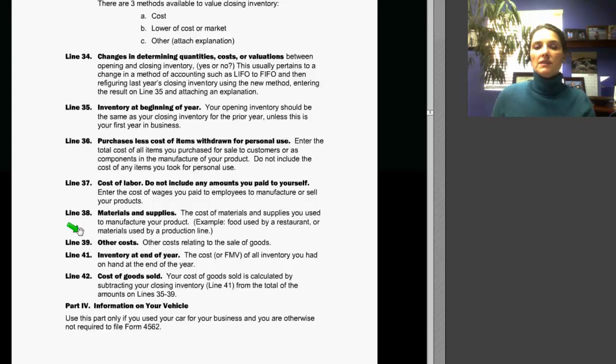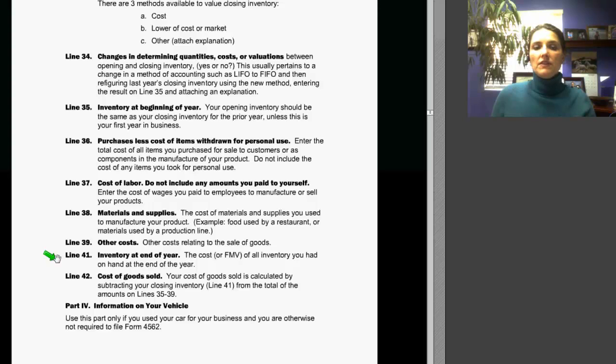Line 38, materials and supplies. The cost of materials and supplies you use to manufacture your product is entered here. Examples include food used by a restaurant or materials used by a production line. Line 39, other costs. Other costs relating to the sale of your goods would go here.